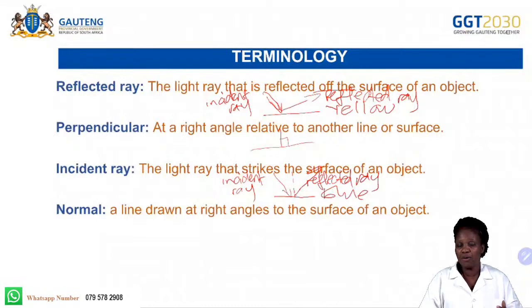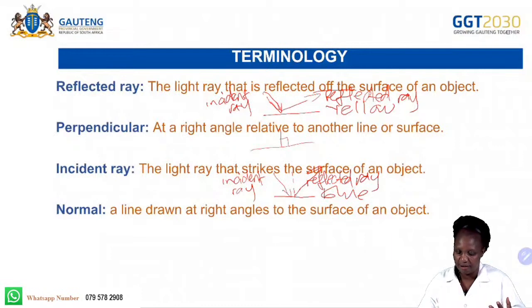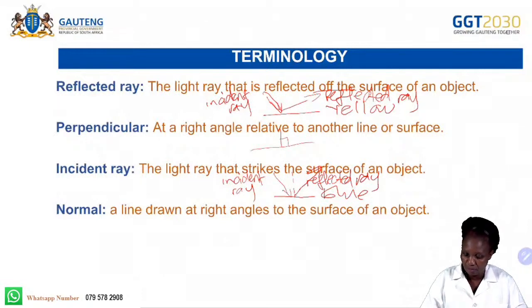All right. And what about a normal? This is a line drawn at right angles to the surface of an object. It is an imaginary line. For example, this is the normal here. Normal.